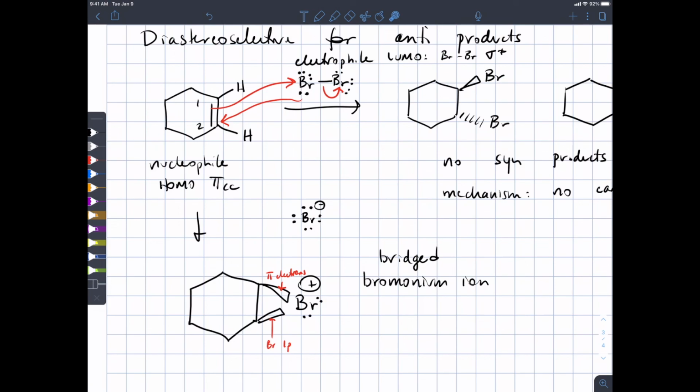Dallin, you've asked, do the H groups on our cyclohexene have to be the same, or could one of them be a methyl group? Yeah, they could easily be methyl groups. I just chose a simple example to begin with.